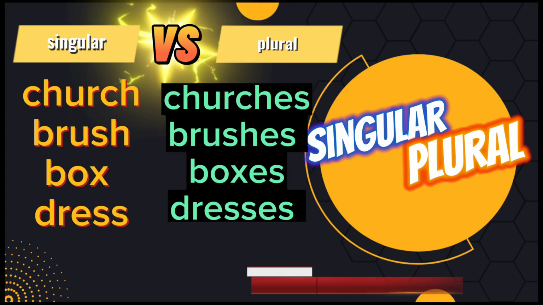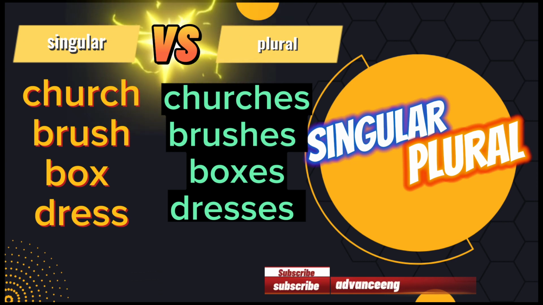Well, let's look at the board. We have some nouns. The first one is church. Church ends in ch. So if the noun ends in ch, you have to put es. It becomes churches. The next word, brush. You'll notice brush ends in sh. So if it ends in sh, same thing, we add es at the end to make it plural.